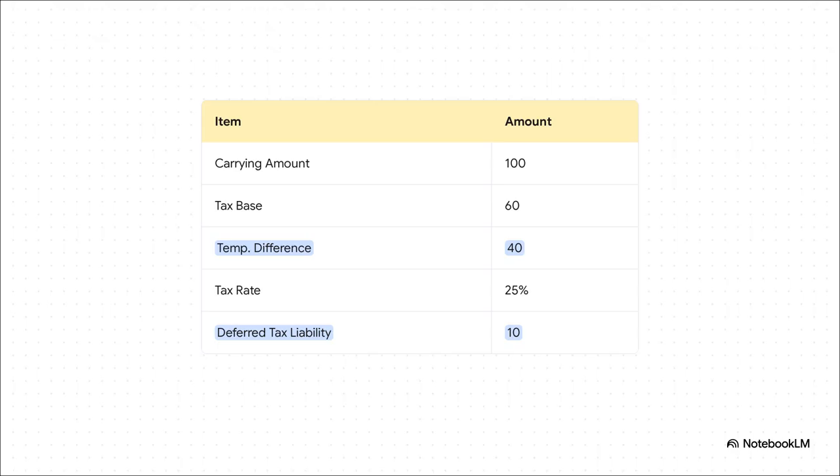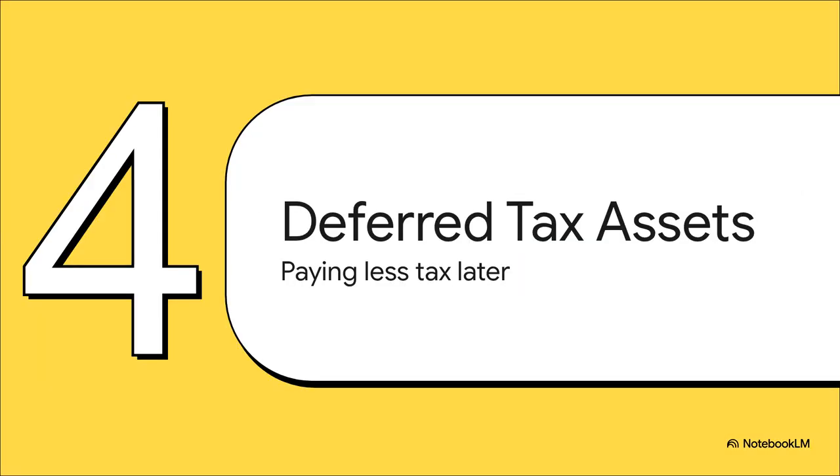Now, the company has to recognize that in the future, 40 of income generated by that machine will be taxed without any more deductions. So you take that 40, multiply it by the tax rate, let's say 25%, and you get a future tax bill of 10. That 10 gets booked today as a deferred tax liability. All right, now let's flip that coin and look at the other side.